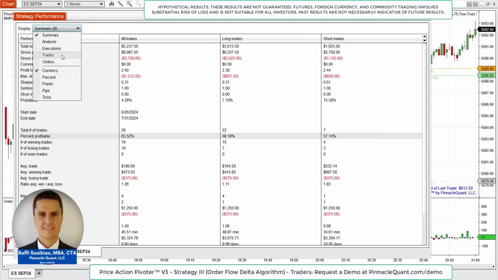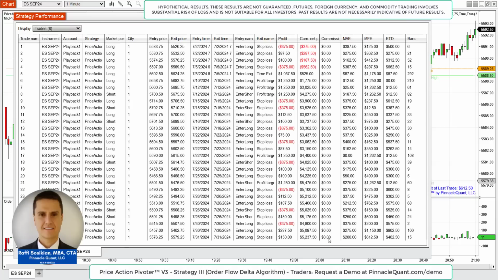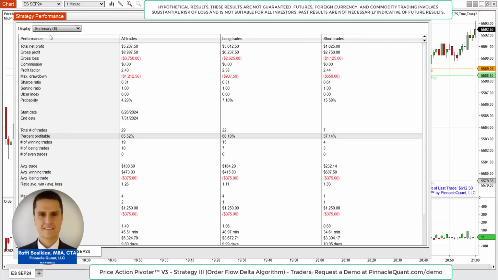So let's take a look at the trades. All right, that's everything from July 2nd until today, July 31st. So go ahead and study the trades. Those are the exact trades. Okay, let's go ahead and go back to the summary so you can remember that, because this is the frame of reference that you have now.